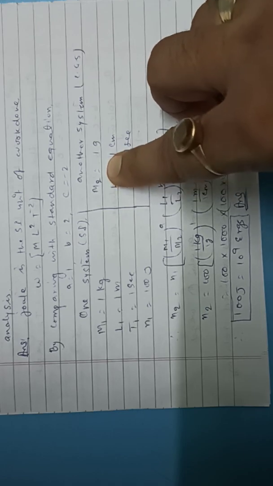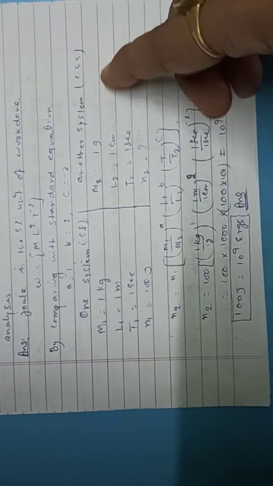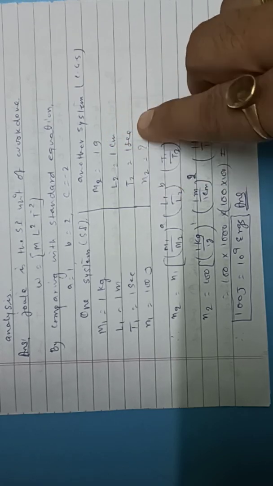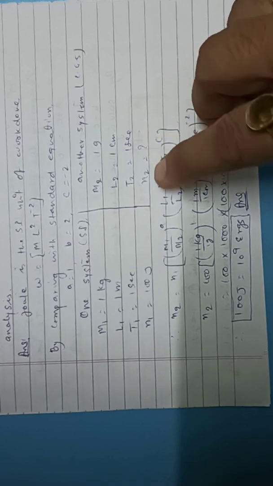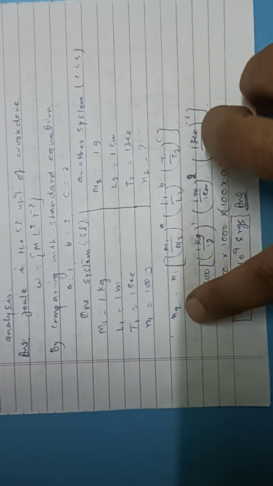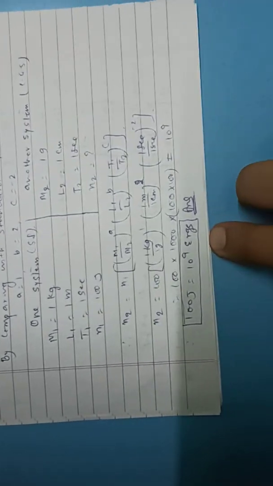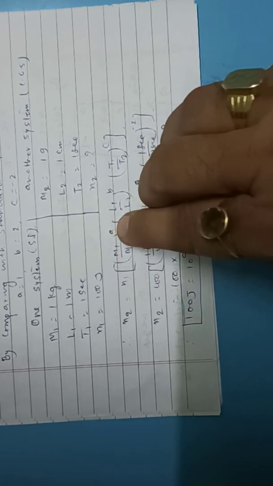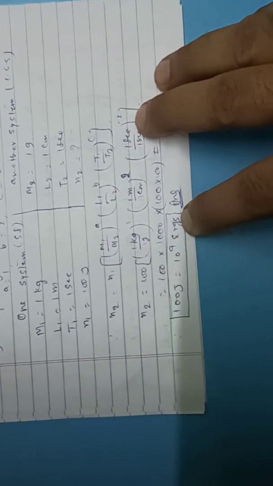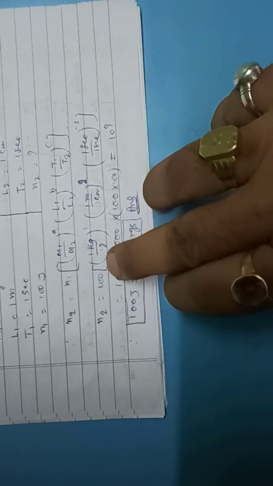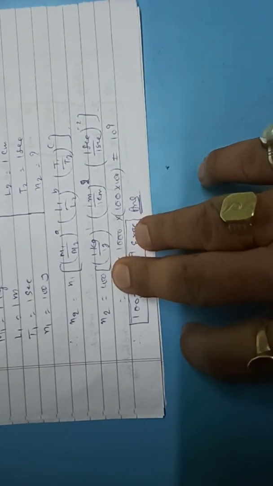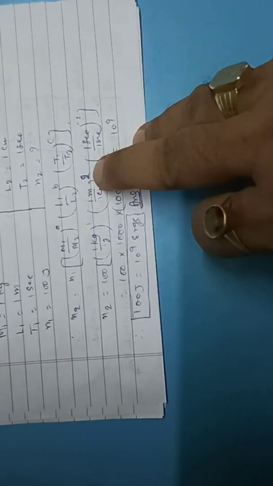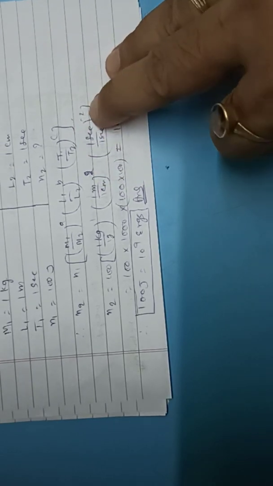Similarly, write the system you want to convert to on the right hand side. So in CGS, M2 is equal to 1 gram, L2 is equal to 1 centimeter, T2 is equal to 1 second, N2 is equal to what? So again we write the formula: N2 is equal to N1 (M1 by M2) raised to power a, (L1 by L2) raised to power b, (T1 by T2) raised to power c. Putting the values, N2 is equal to 100, 100 is given, (1 kg by 1 gram) to the power 1, (1 meter by 1 centimeter) raised to power 2, (1 second by 1 second) raised to power minus 2.